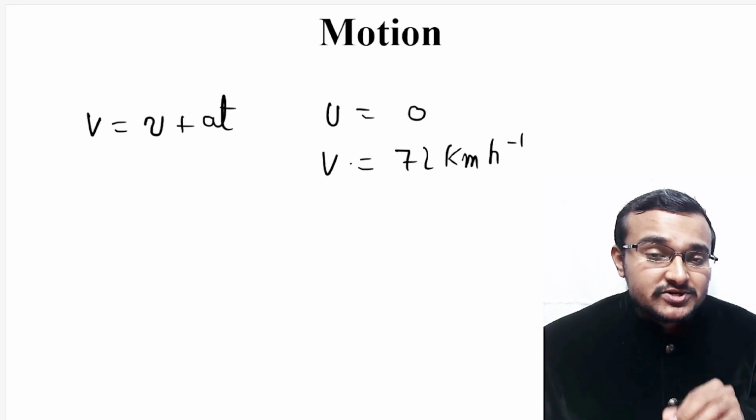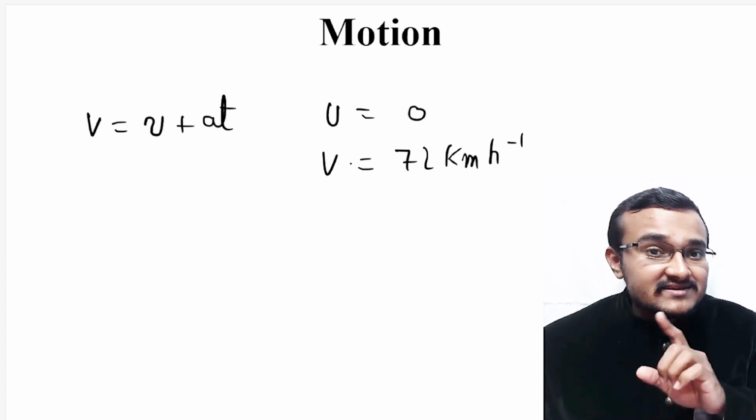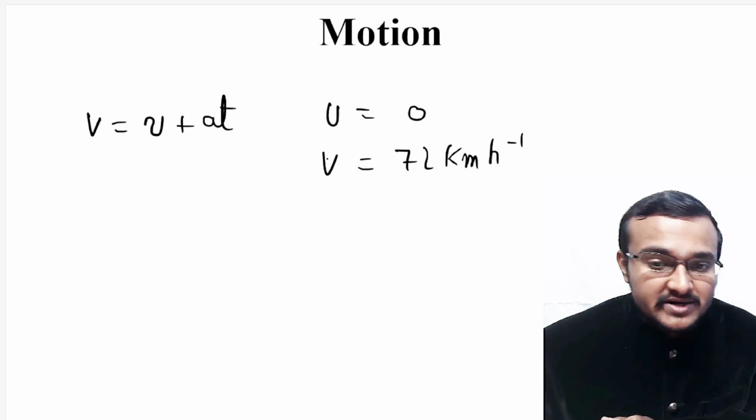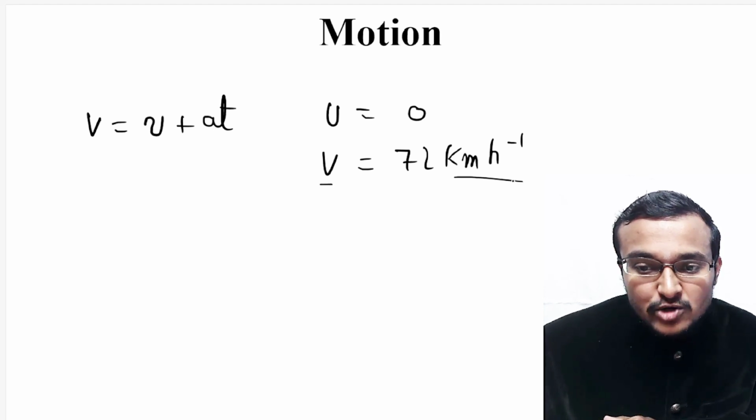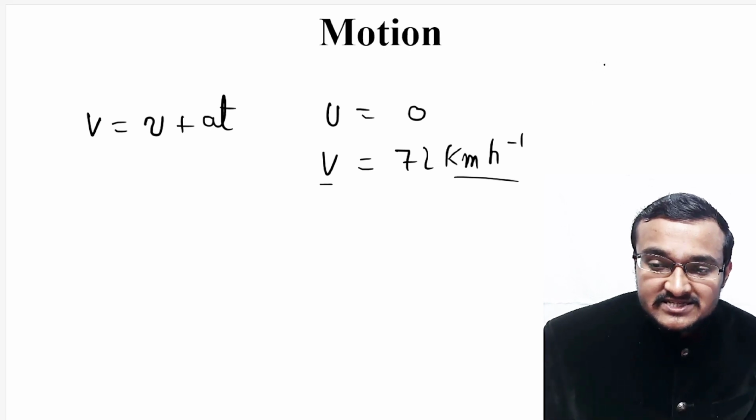Always remember, while doing any calculation, you should take the SI units of that particular physical quantity. Here for velocity, they are giving kilometer per hour as the unit. So you should convert this to the SI unit. So what is the SI unit of velocity? That is meter per second.